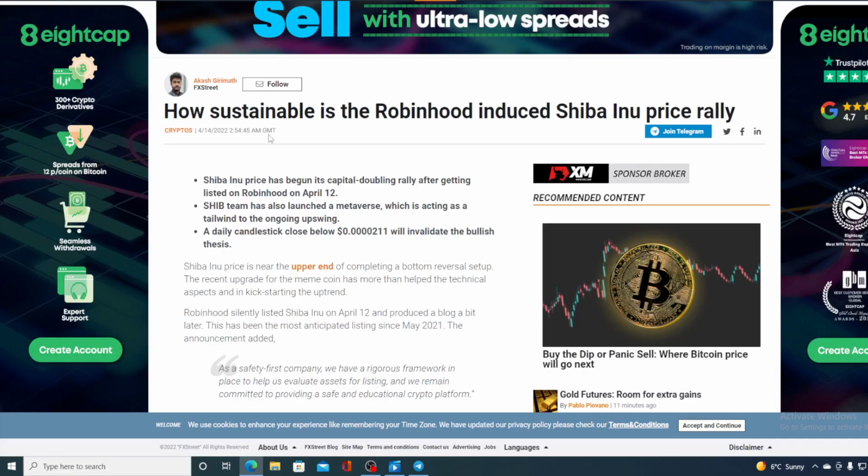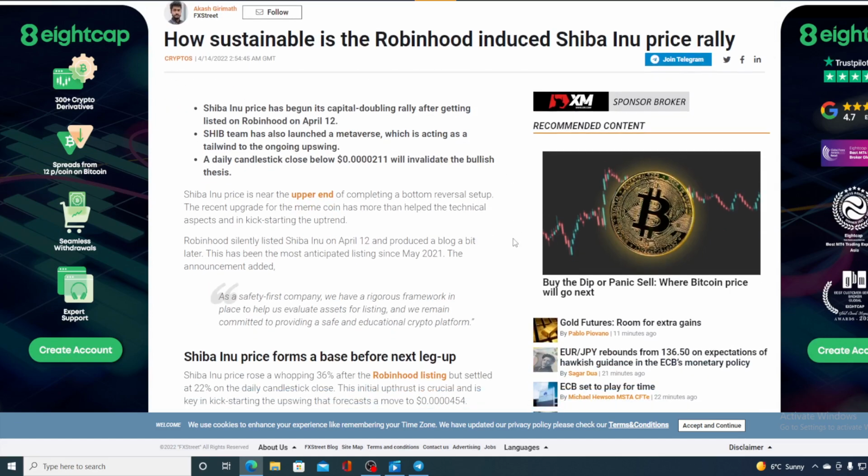So take a look at this. How sustainable is Robinhood-induced Shiba Inu price rally? Shiba Inu price is near the upper end of completing a bottom reversal setup. The recent upgrade for the meme coin has more than helped the technical aspect, and it is kickstarting the uptrend.